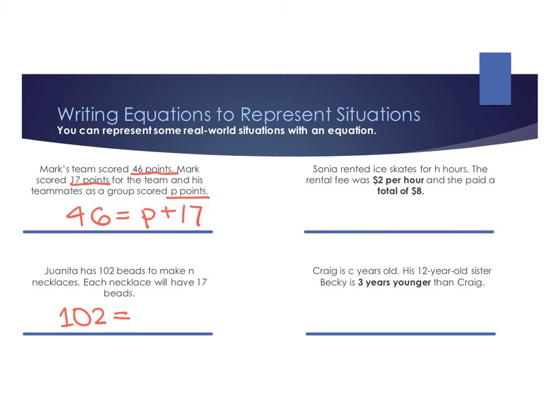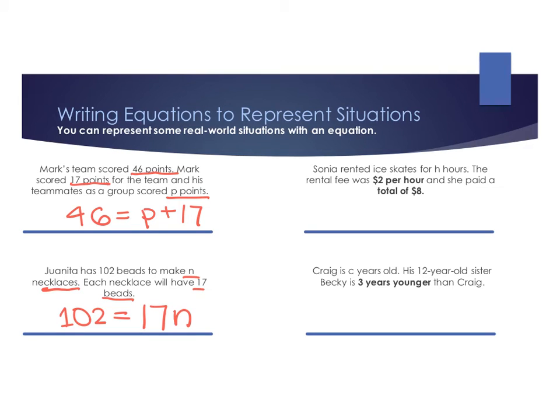So I know 102 will go on one side of the equation and something else will go on the other side. All right, so it says that she wants to make N necklaces and that each necklace will have 17 beads. So if each necklace has 17 beads, that would mean that one necklace has 17 beads and two necklaces would have, hope someone over there said 34, because yes, it would have 34. So are we adding, subtracting, multiplying, or dividing? Yeah, we're multiplying. We're saying 17 times the amount of necklaces.